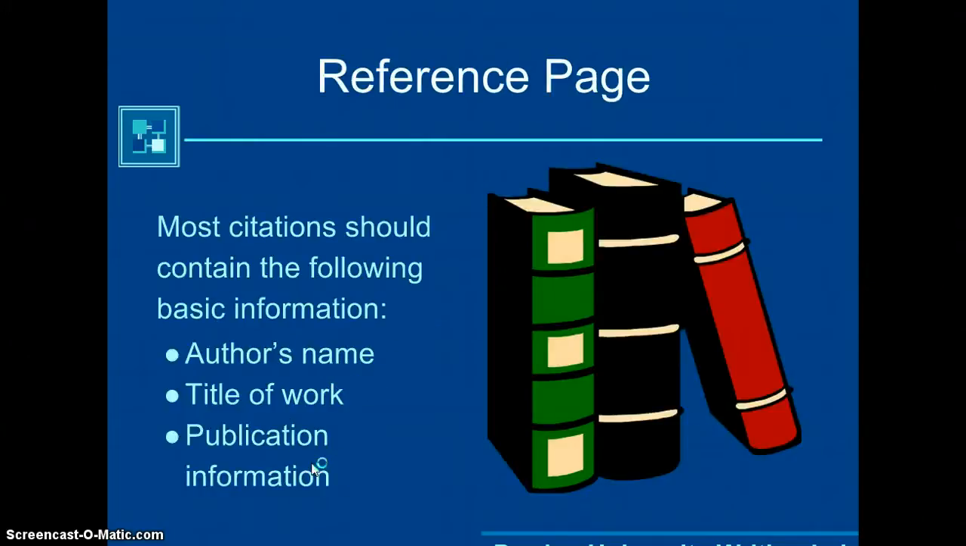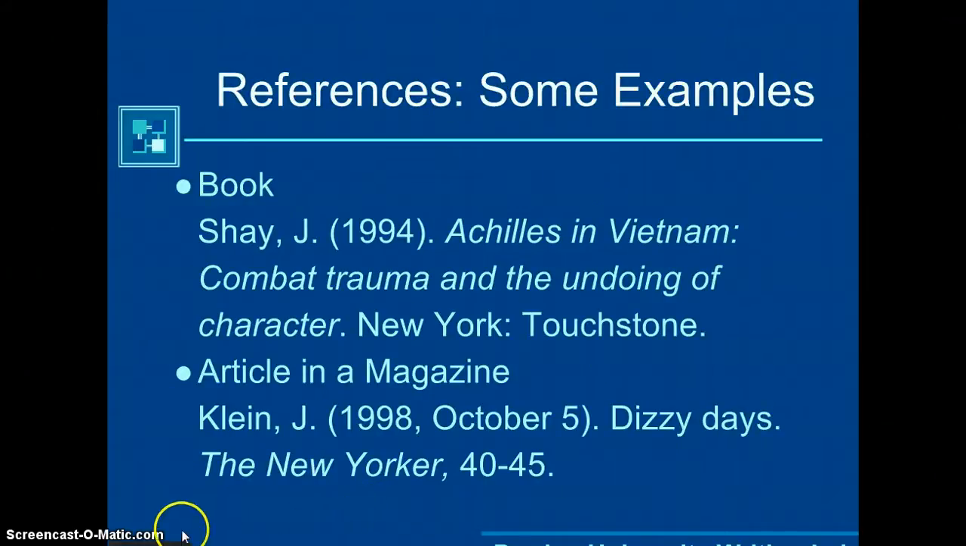Most citations basically have the author's name, the title of the work, and the publication information. In a book, it's pretty easy. You give the last name, first name's initial, the date of publication in parentheses, a period, the title, which is in italics, it's italicized, and then the publisher information.